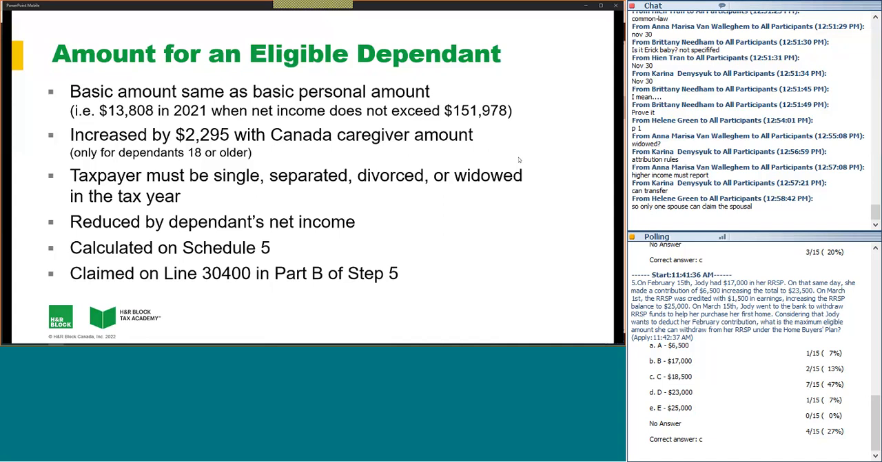It starts like the spousal amount. The base amount is the same as your personal amount, whatever that is. There is a caregiver amount, which we will talk about when we get to medical expenses, because I'm not going to talk about it now. It's too much. Let's start with just the base amount.